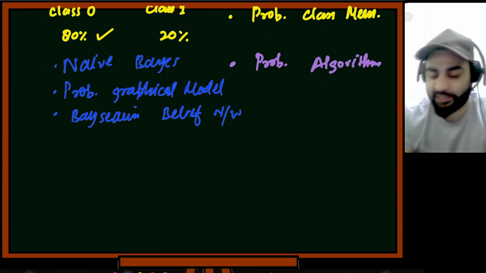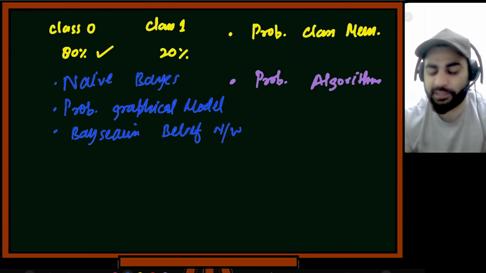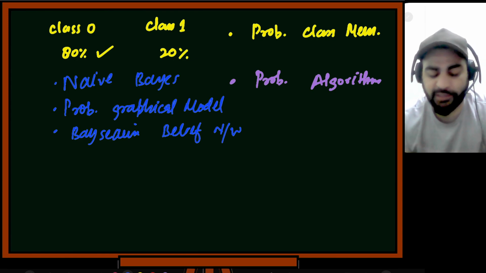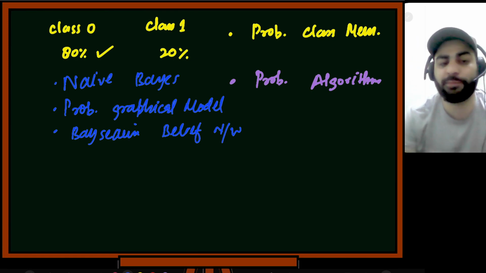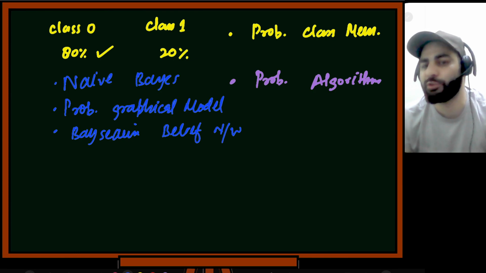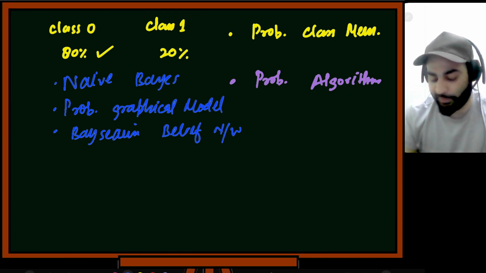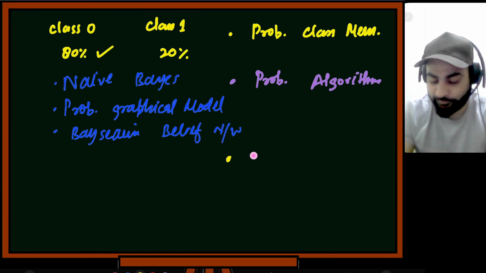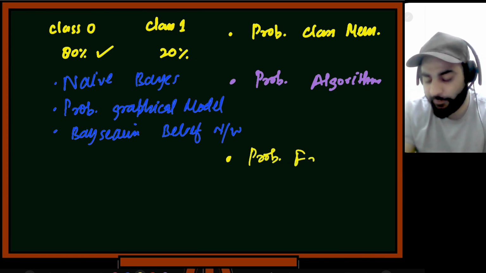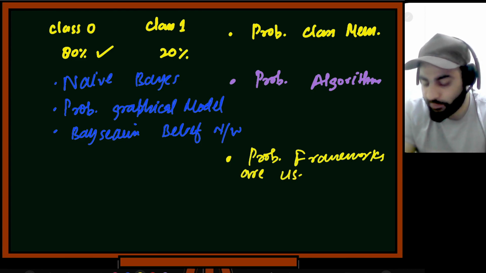The first thing is that we can assign classes. This is the probabilistic class membership, where we can just assign probabilities to classes. Second, I said some algorithms are inherently probabilistic. The third thing I'll say is that models are sometimes trained by using probability. So we can train the model by using probability. I'll write it here: probability frameworks are used to train models.